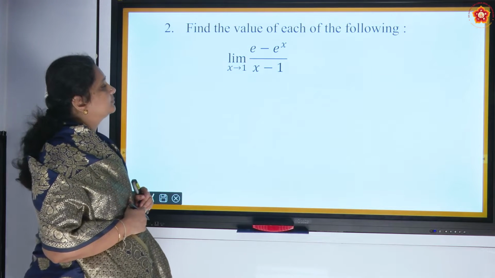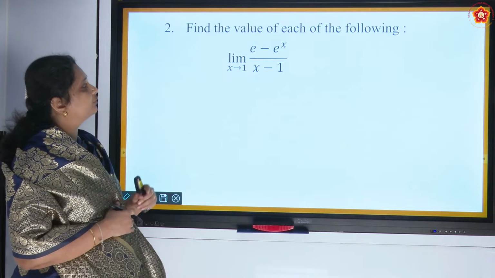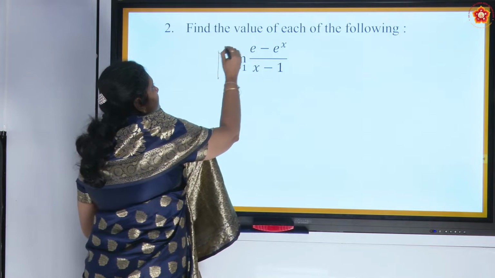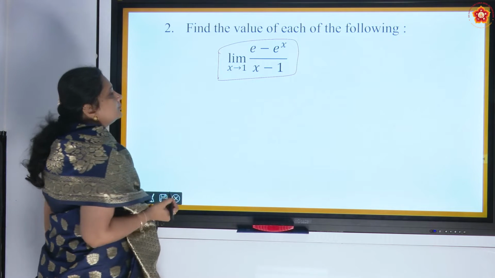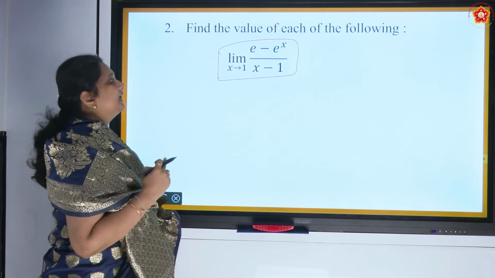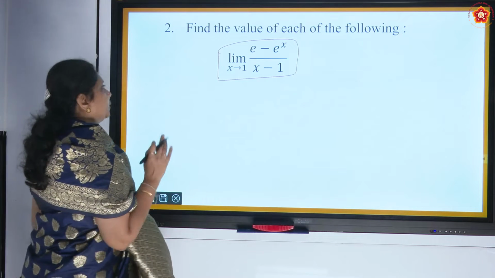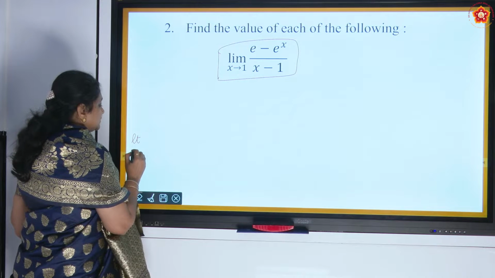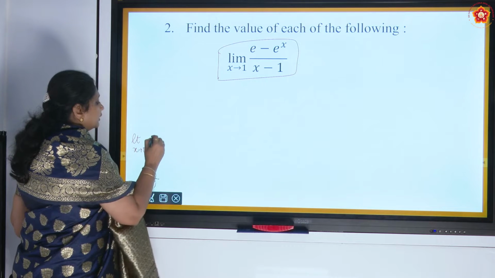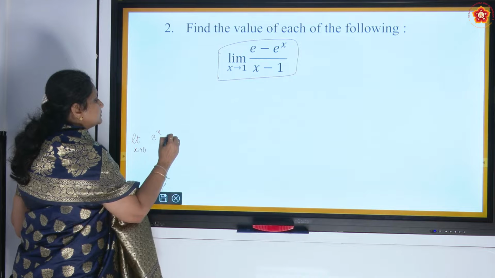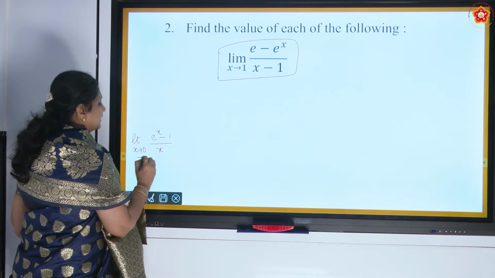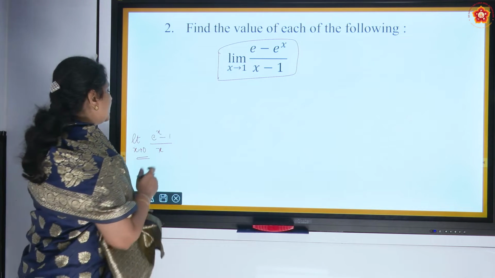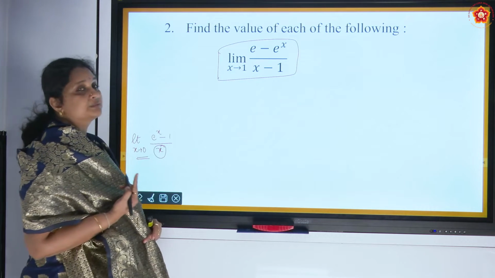The next question. Find the value of each of the following. Okay, so the second question, this particular question that we are going to solve now, e minus e power x by x minus 1. So, which formula do I have very similar to this? It's limit x tending to 0, e power x minus 1 by x. See, here my x is tending to 0, but here it is tending to 1. And my denominator is just x here, whereas it's x minus 1 there.